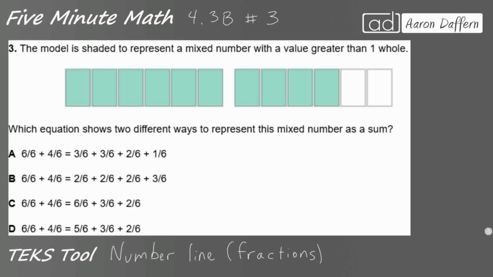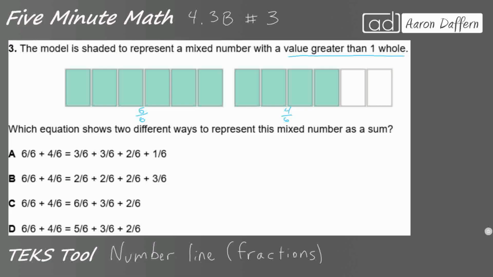So we have a model here, and it shows a value greater than one whole. So we can think of this as a mixed number or an improper fraction. And we need to find two different ways to represent this mixed number as a sum. So you notice in this diagram here, we've got 6 pieces. So 6 out of 6 are filled in. Then it looks like 4 out of 6 are filled in. So we can think of this as 1 and 4/6 or 10/6 if we just add all the individual pieces.